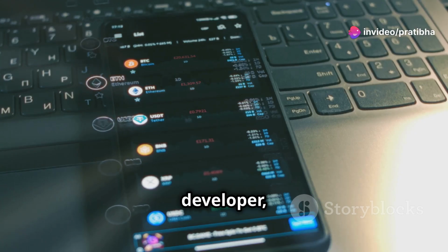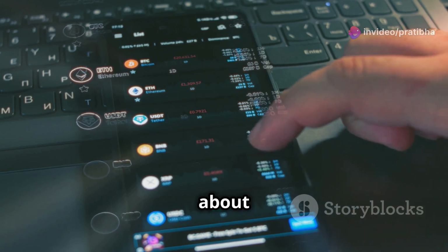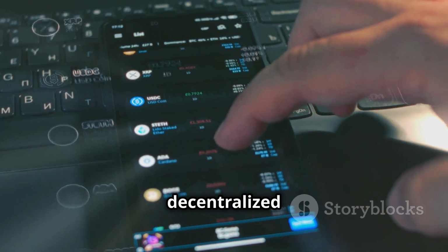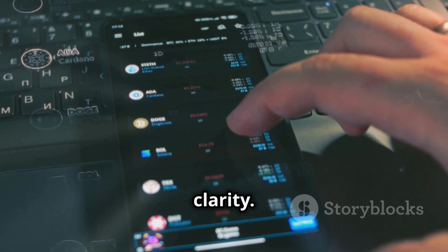Whether you're a developer, trader, or just curious about the blockchain world, explorers empower you to navigate the decentralized digital space with confidence and clarity.